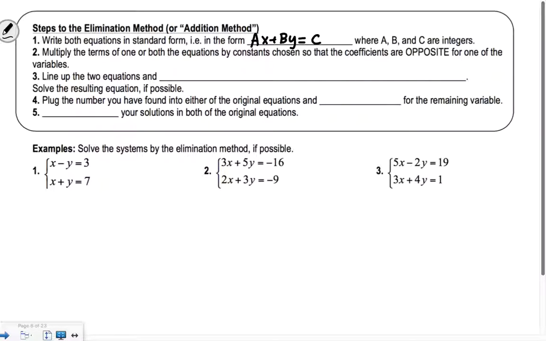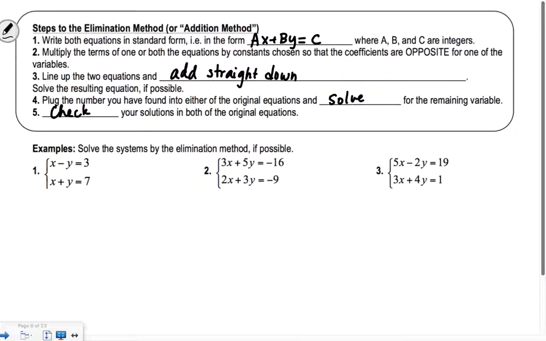And then you multiply the terms of one or both of the equations by constants so that the coefficients are opposite for one of the variables. So if you have positive 3x, then you want to have negative 3x for the other one. Then line up the two equations and add straight down. When you add straight down, one of those variables will be eliminated. So either x or y will go away if you did it correctly. Then plug the number you found into either of the original equations and solve for the remaining variable. And then check your solution. It's always good to check solutions.